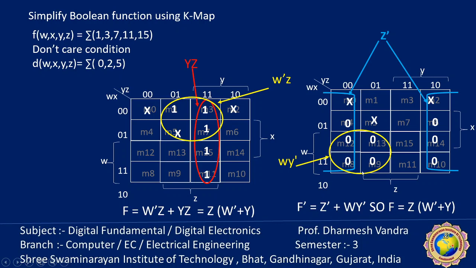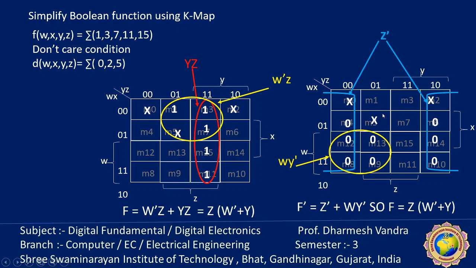Always take in this way. And then F dash dash is equal to F. So Z dash dash and WY dash whole dash, it will become Z and W dash plus Y. So this is the product of sum. In this way we also resolve the solution.